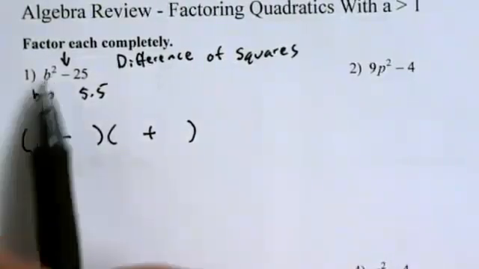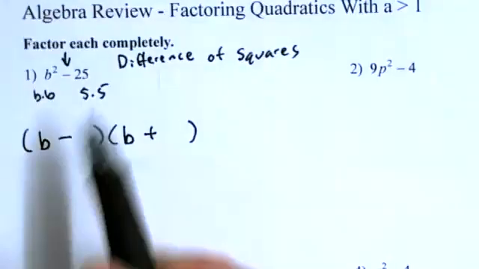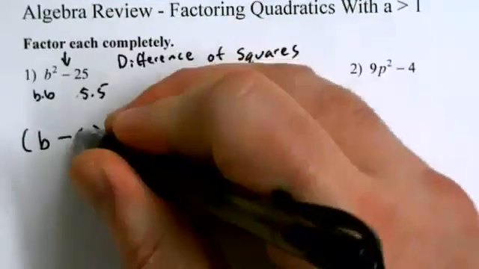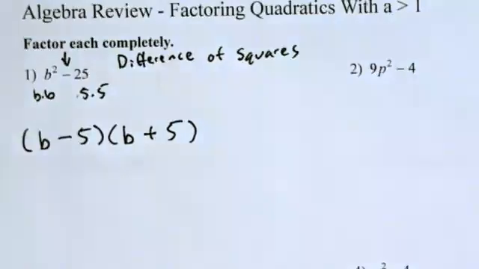And then go back and think about what were your perfect squares and what were your building blocks. B squared was b times b. So we're going to get a b in each of our factors. 25 was 5 times 5. So we'll get a 5 in each of our factors. And that's it. We don't need to do any work or anything. We just need to recognize it. This is one of those shortcuts where you're like, oh, that's one of those difference of squares things. And then you could just go straight to the answer for it.